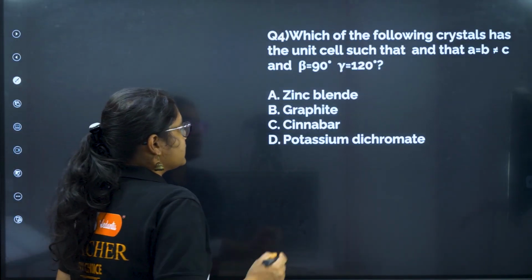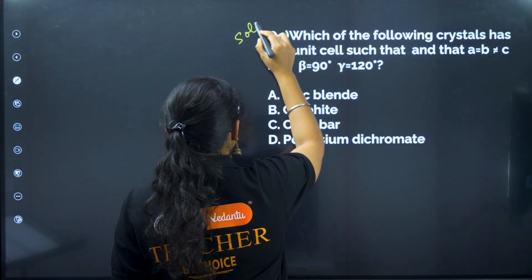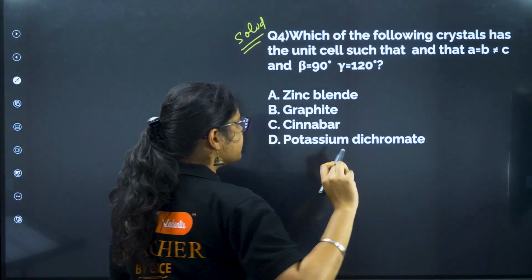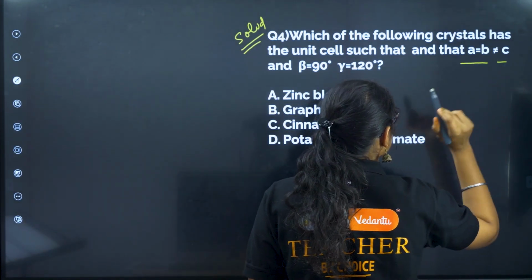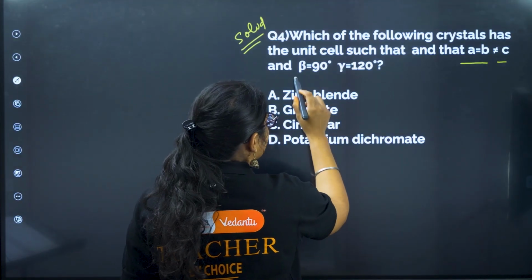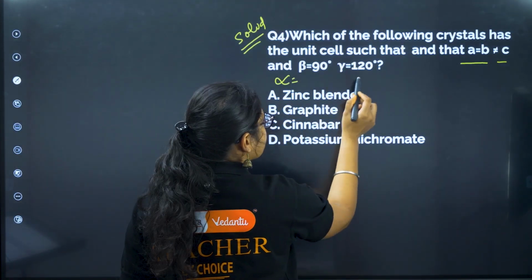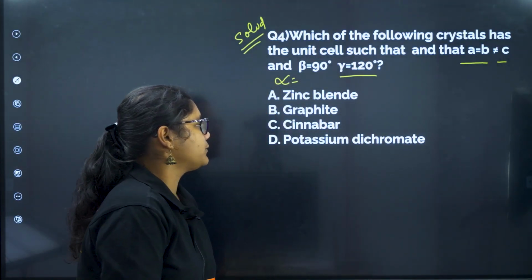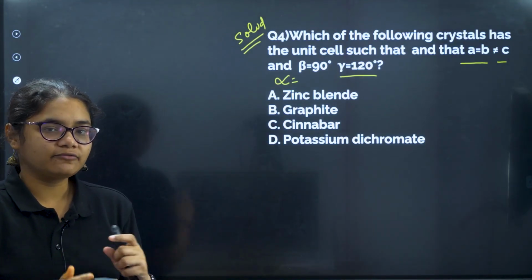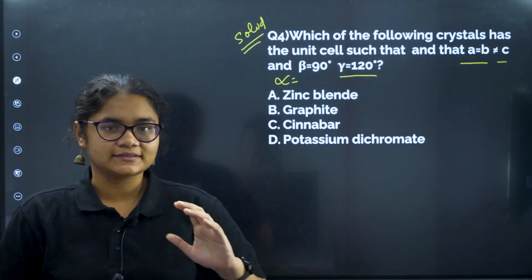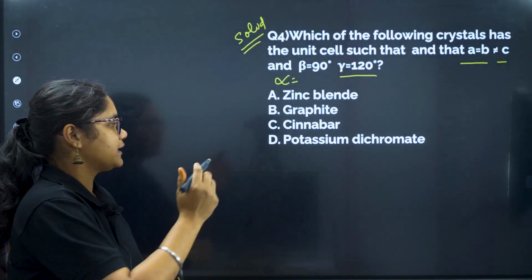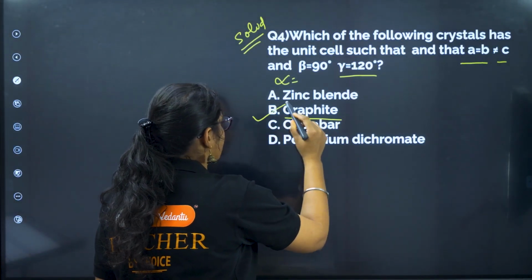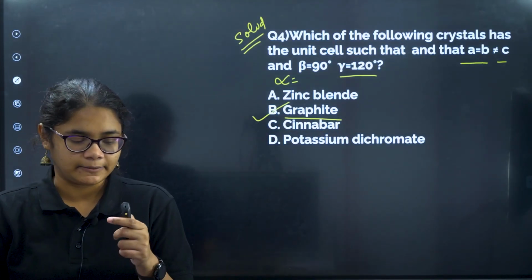Next question number 4 is from the solid state chapter, okay. Which of the following crystals has the unit cell such that a equal to b is not equal to c, and we have alpha equal to beta equal to 90 degree and gamma equal to 120 degree. So this is actually from the solid state, the Bravais lattices are there. In that we have hexagonal, for that the correct example is graphite, okay. Correct answer for this question is option number B.